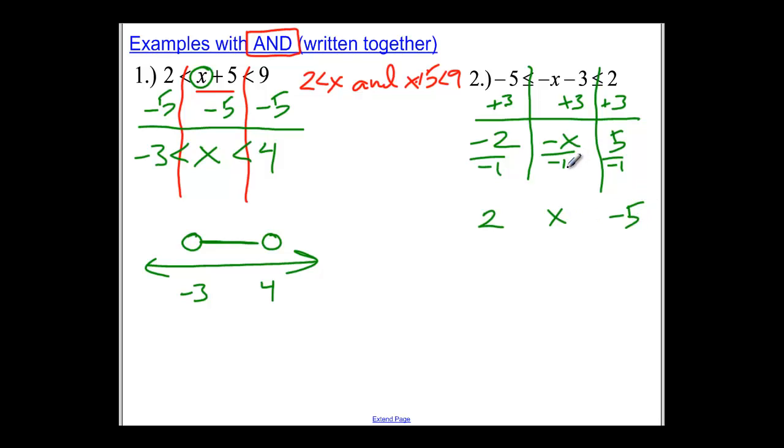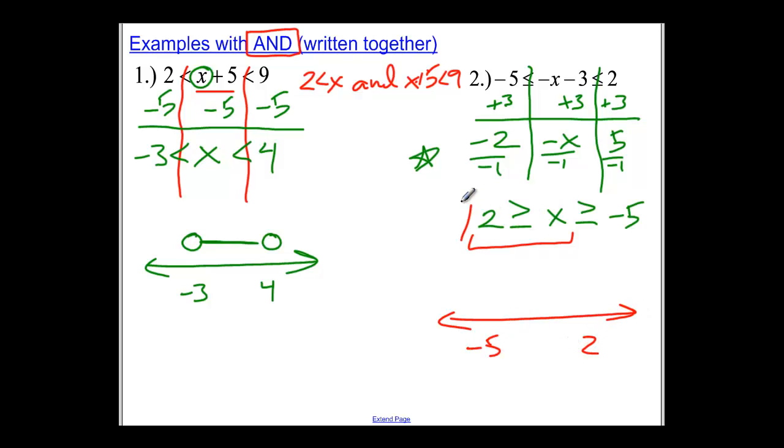Now the key is, did I multiply or divide by a negative number? Yes, I did, right there. So I need to switch the sign. So that becomes this way, and that becomes this way. So again, when I look at it, I'm looking at this statement right here. So we have a 2 and a negative 5. So let's just look at the 2 part right here. X is smaller than 2. Okay, so smaller than 2. And x, so let's look at this part. X is bigger than negative 5.